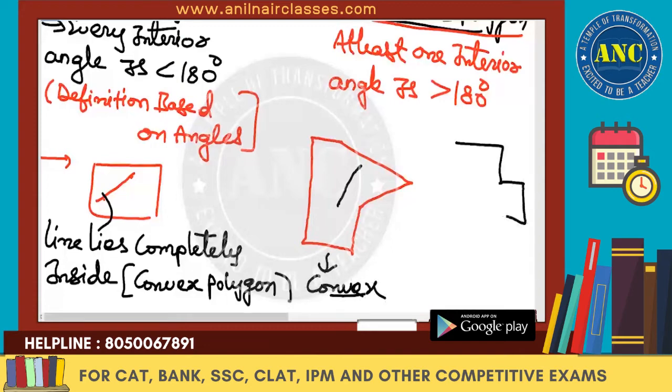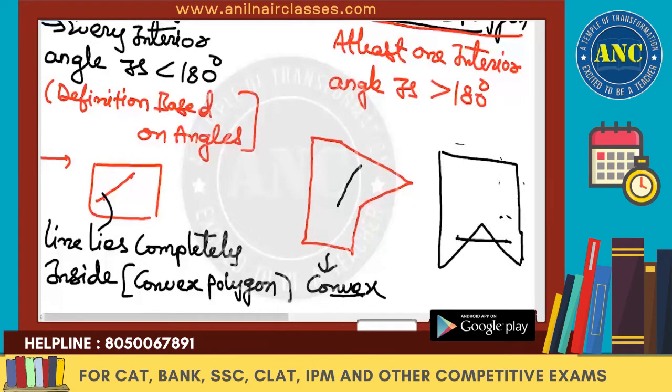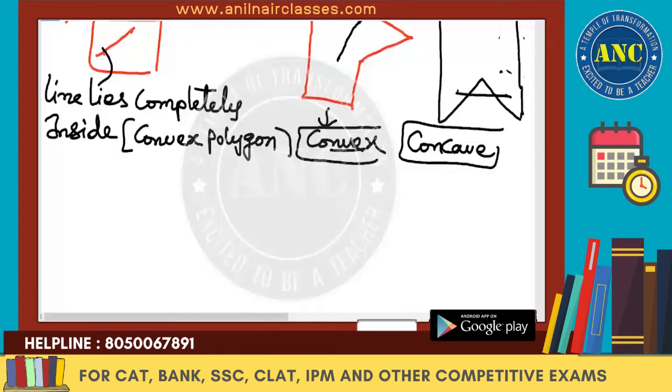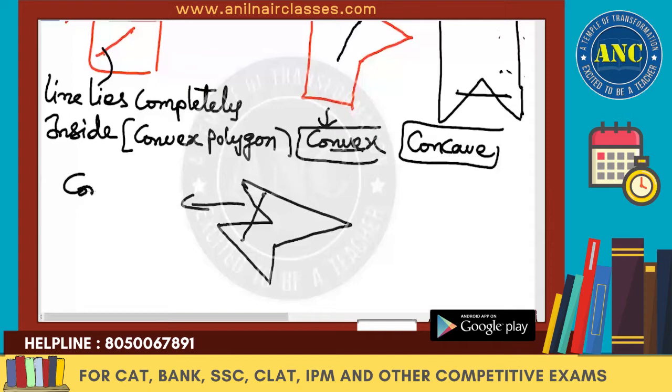Suppose I take a figure like this. Listen carefully, sir. If there is at least one line which goes outside the boundary of the polygon, then the polygon is said to be a concave polygon. If you are able to draw at least one line which goes beyond the boundary of the polygon, then the polygon is said to be a concave polygon.